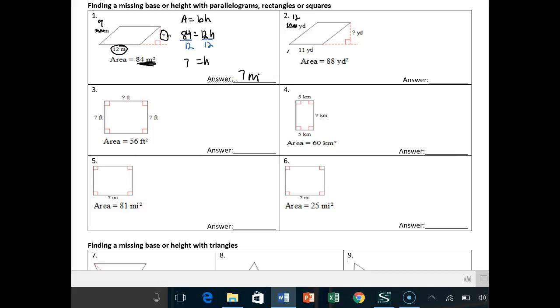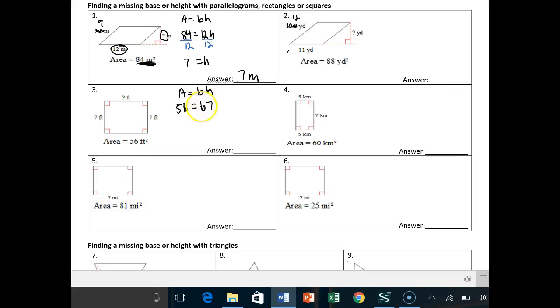I'd pause and try and do number 2. Number 3, what do we have here? It looks like we have a rectangle, right? So again, area is equal to base times height. Why am I using the area formula? Because they gave me what my area is. So my area is 56. It doesn't look like I have my base. It looks like I have my height. So I'll plug in for my height, so B7.